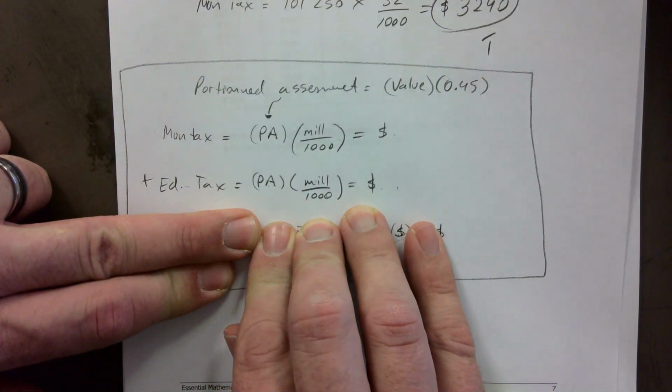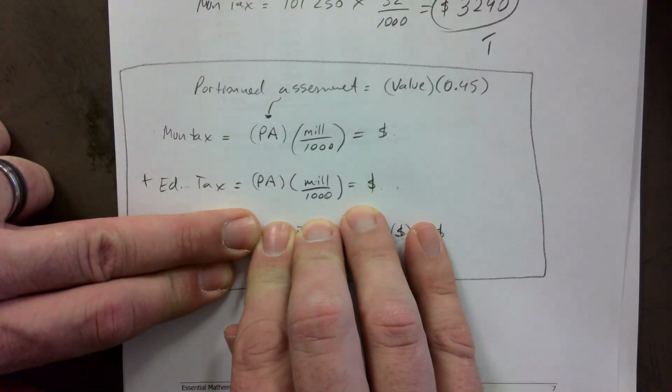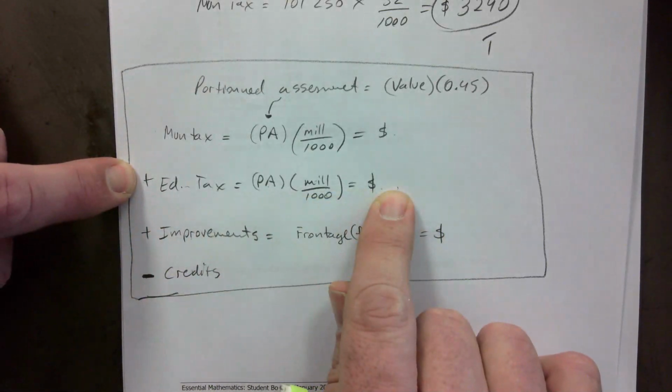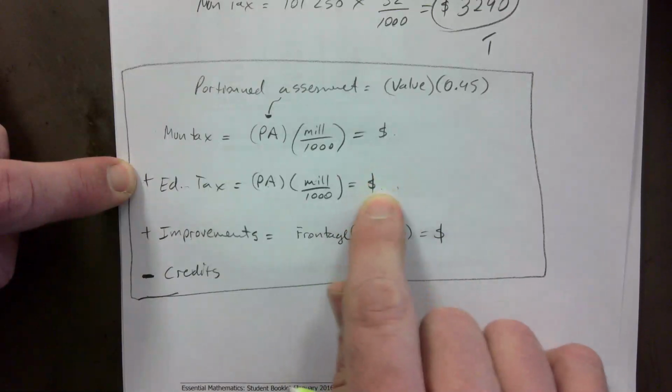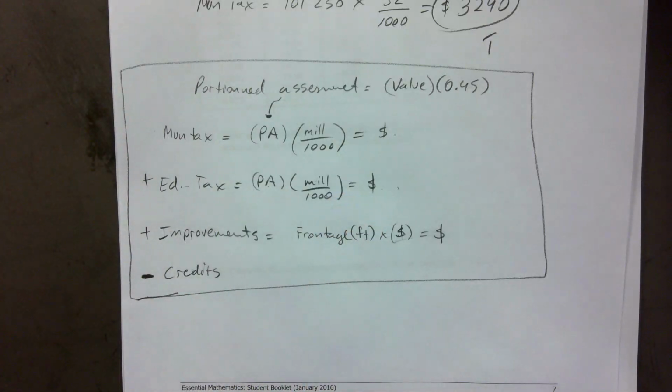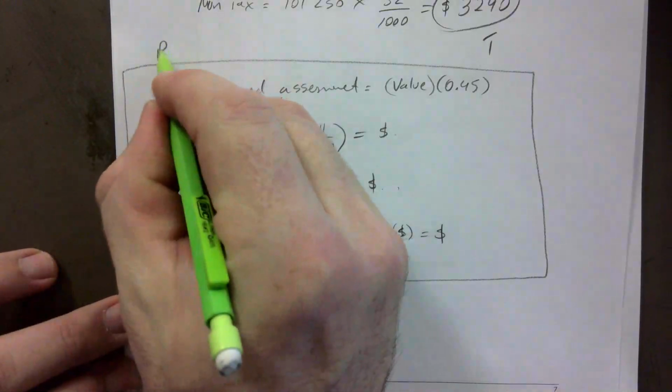One last curveball that I've seen, guys. They make you calculate the municipal. They flat out give you the education tax. They just say that it's 3,000. They just tell you what it is. So no need to do this part. Okay, so just read carefully. Read carefully. That's all I'm going to say. But this is property tax in a nutshell.